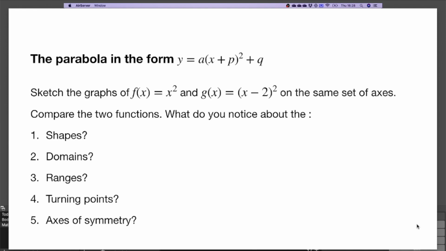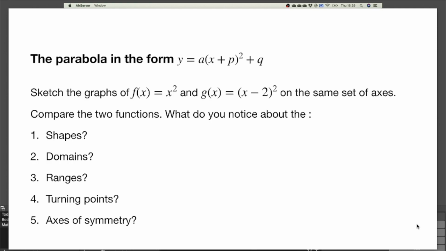We'll be looking at properties of the parabola, where the function of the parabola is given in the form y is equal to a(x plus p) all squared plus q. We want to sketch, for instance, the graph of f of x and g of x on the same set of axes. It will help us a lot to carry out some experiments where we draw these graphs, maybe using math software, and then compare the two functions.